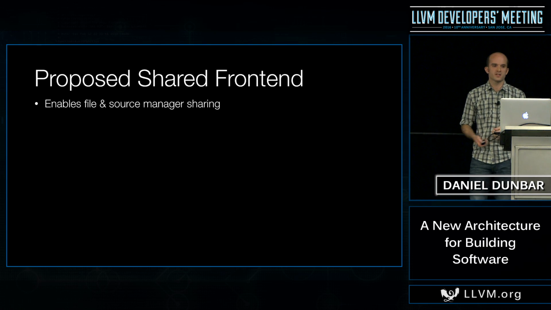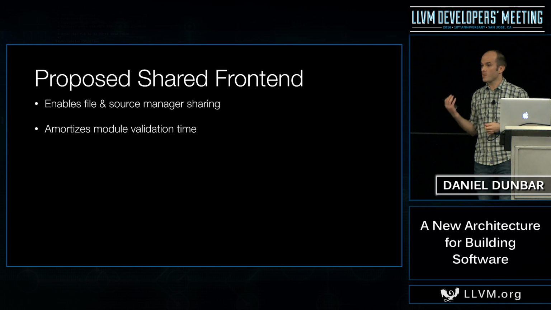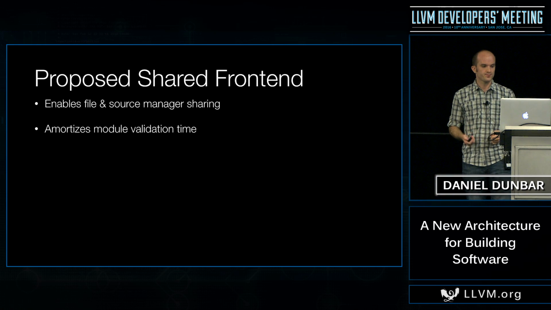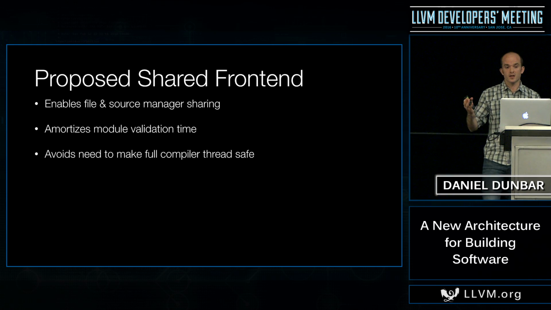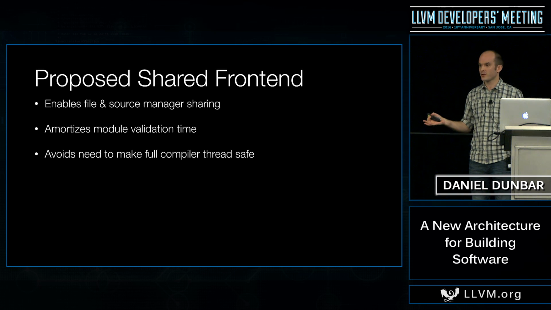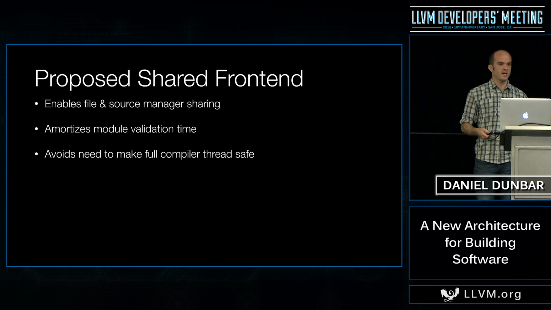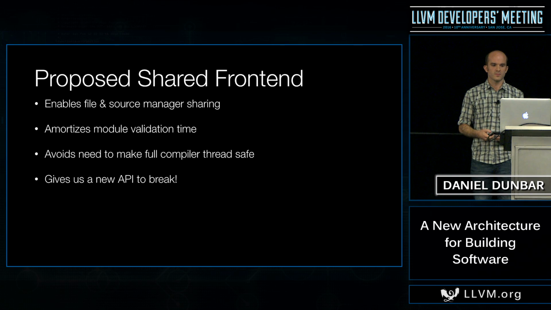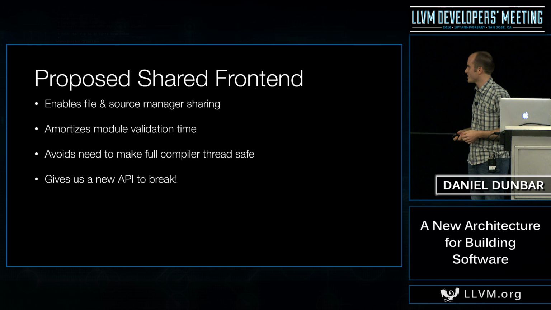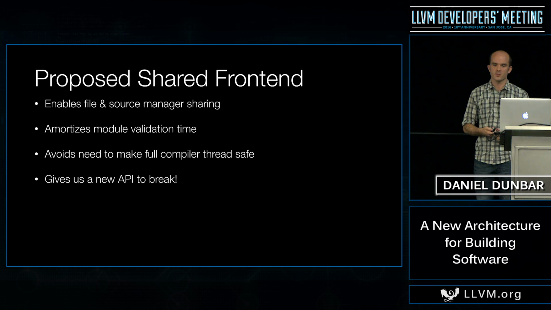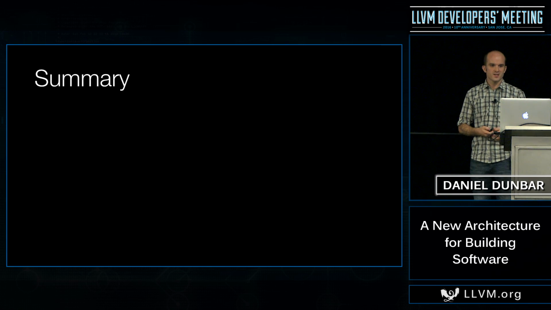The benefits of this is that it immediately enables file and source manager sharing, which is something that we already have implemented in Clang as a possible performance speedup. This also amortizes module validation time, which was one of the really big wins that I showed. And in particular, it avoids the need to make the full compiler thread safe, because each individual compiler is still running just as it does today as a serial process. And then, of course, the last great thing is it gives us this new API to break.